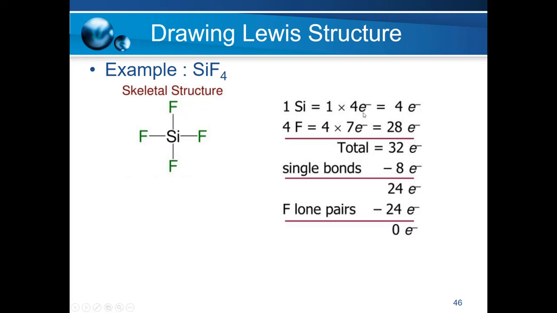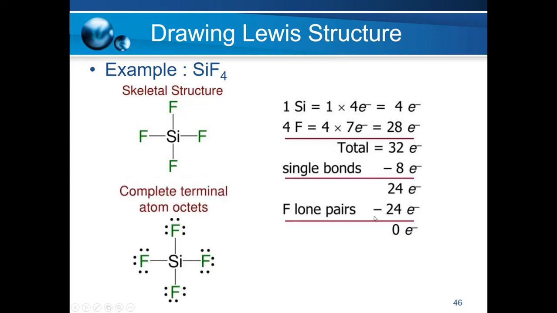So here you have single bonds. Why do we minus 8? Because here it is 2, 4, 6, 8, 2 electrons shared by fluorine and silicon. So minus 8, you get 24. You need to minus back the lone pairs for F, minus 24. So you get 0. And then you need to complete the terminal atoms for the octet.